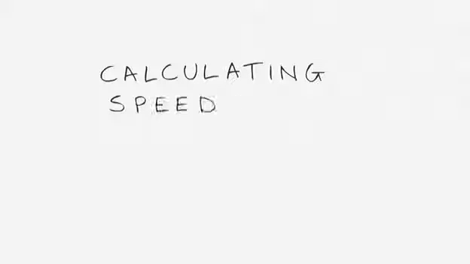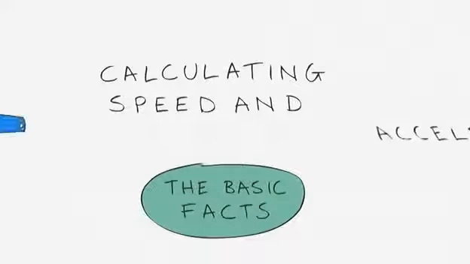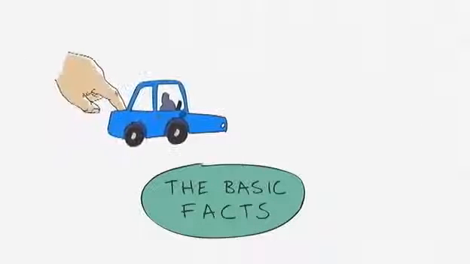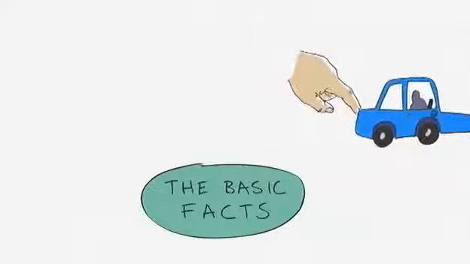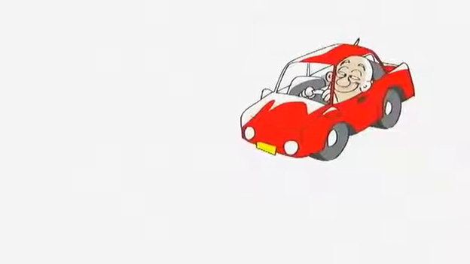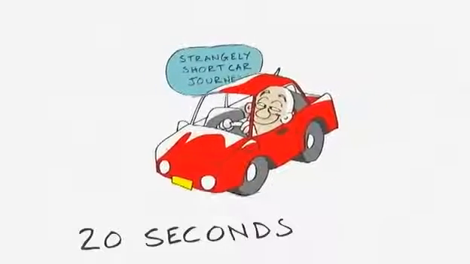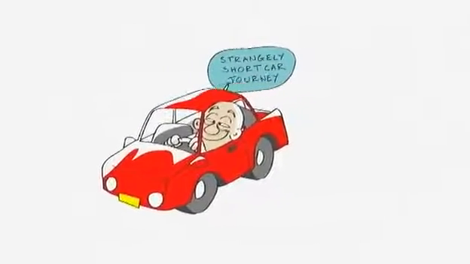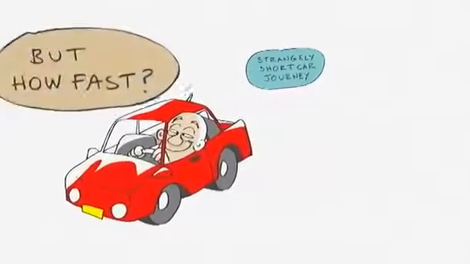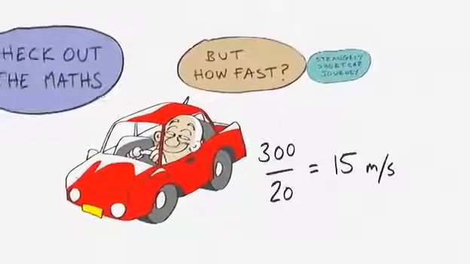Before we finish, you need to know a few facts about working out speeds and accelerations. Let's first recap some basics. You can work out speed if you know how far something has travelled in a given time. For example, suppose a car travels down a road 300 metres long and it takes 20 seconds. Its speed is how many metres it's travelled each second. So its speed is 300 divided by 20. That's 15 metres per second.